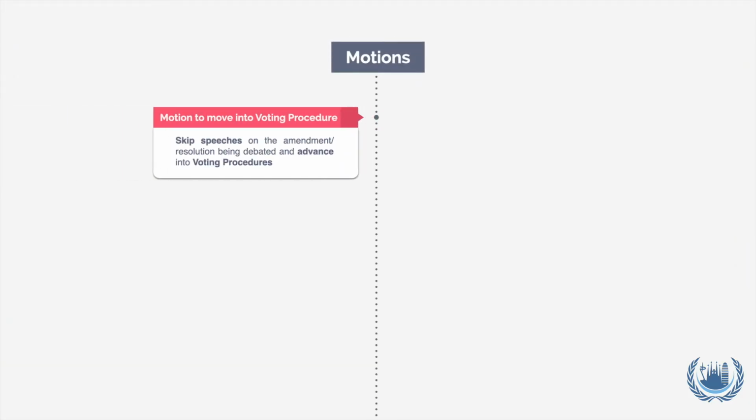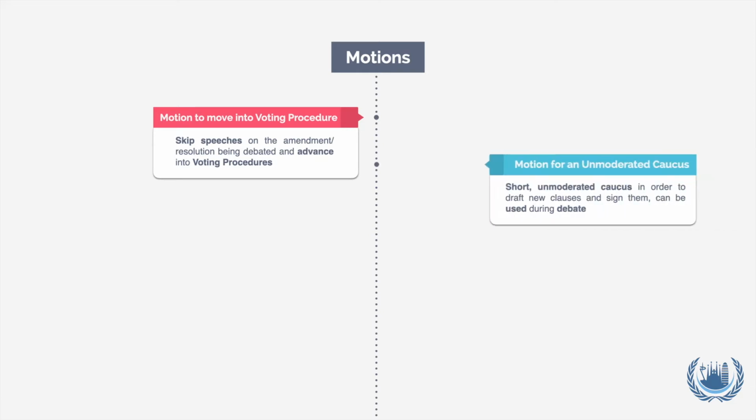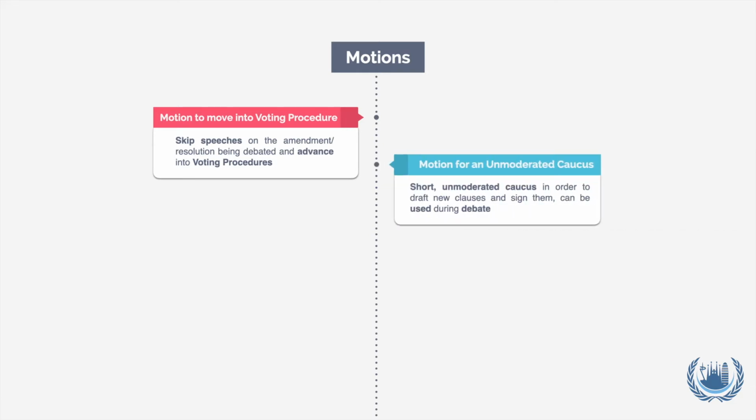There are several types of motions. Motion to move into voting procedures. This calls for the chair to skip speeches on the amendment or resolution being debated and advance into voting procedures. Motion for an unmoderated caucus. This asks for a short unmoderated caucus in order to draft new clauses and sign them. This can be used if the debate is stalling a bit.